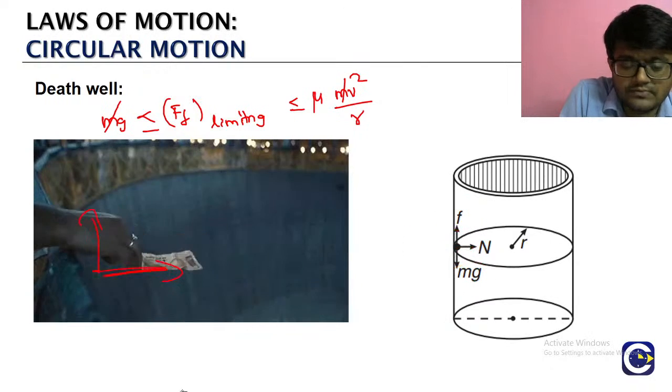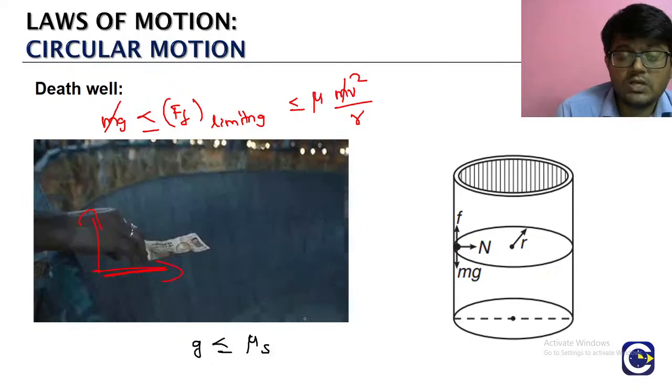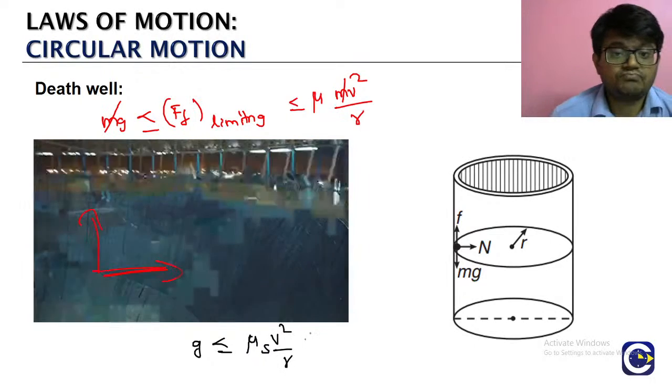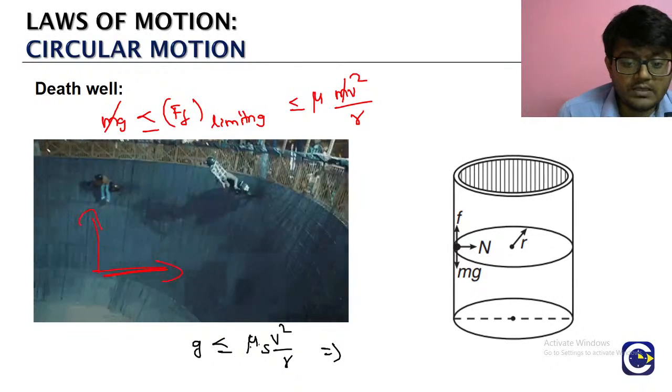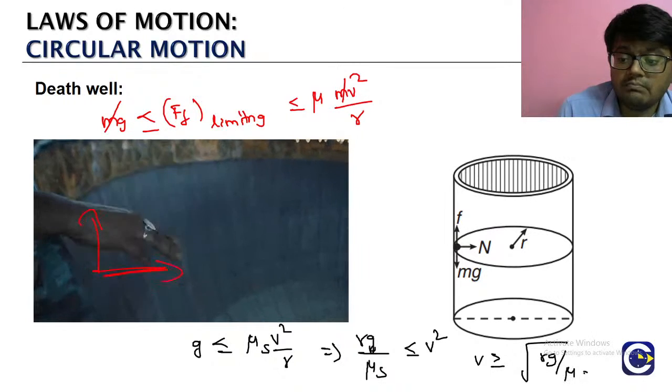Okay, so what we'll have? g should be less than or equal to mu s times v square by r. Here mu means we're talking about the static friction coefficient. Again from here, what we will get? R will go this side, so rg by mu s should be less than or equal to v square. Means v should be more than or equal to root of rg by mu s.